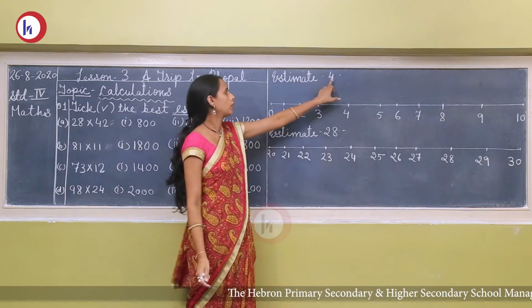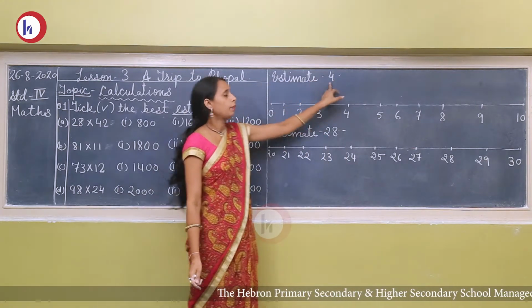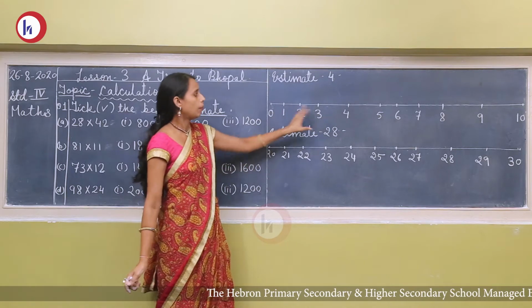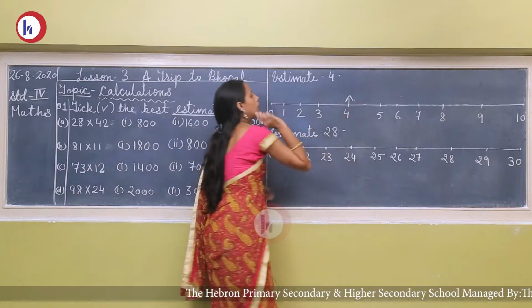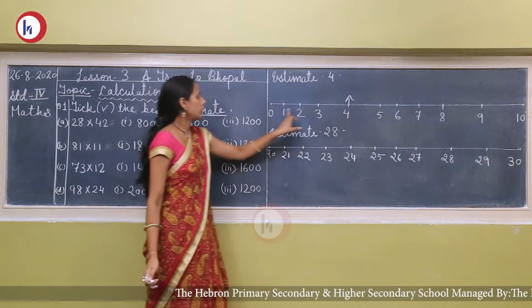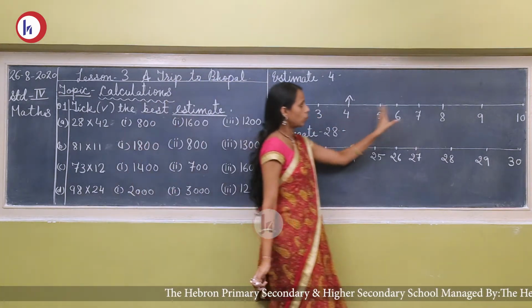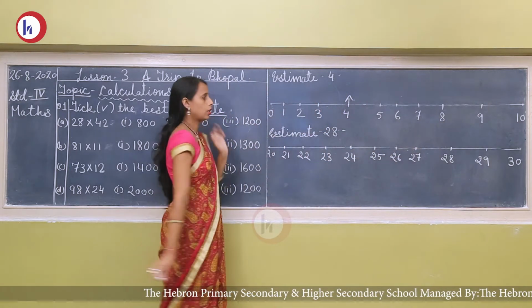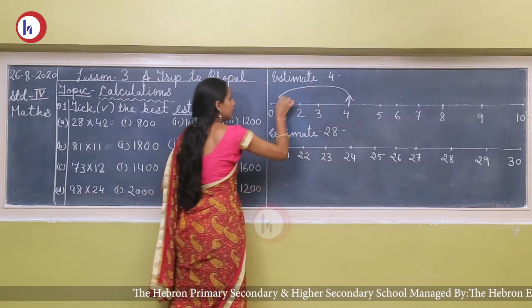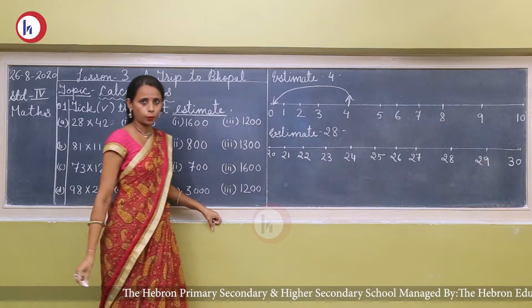See, 4. We have to estimate 4. So we have to see the number line. Here it is 4. Now we have to see whether it is closer to 0 or closer to 10. As we know, it is closer to 0, so it will be estimated by 0.